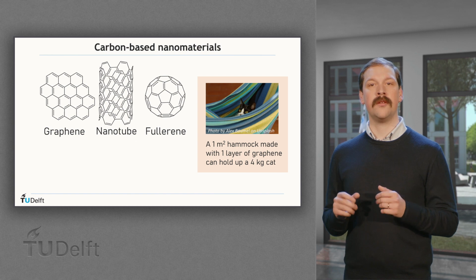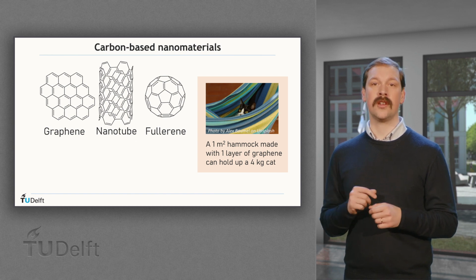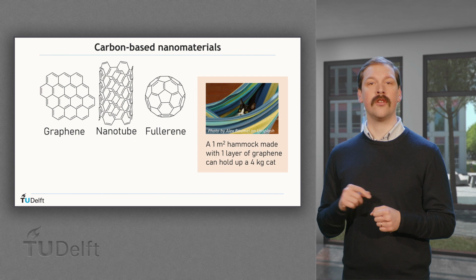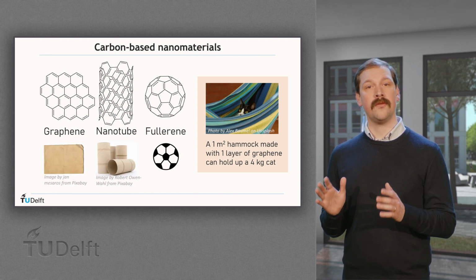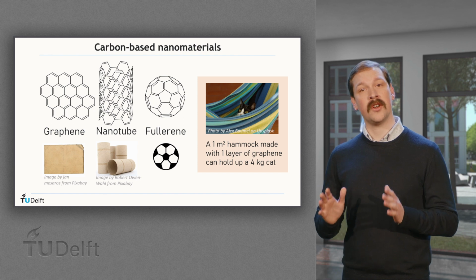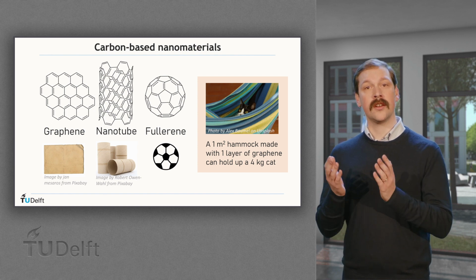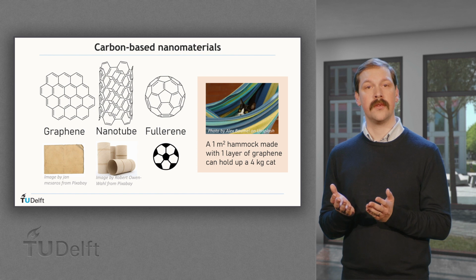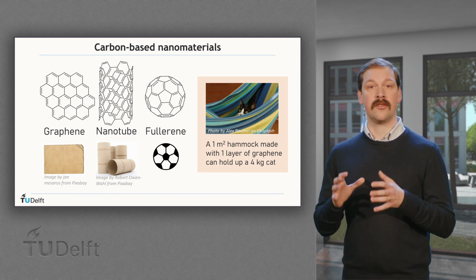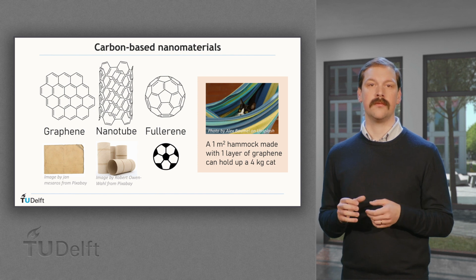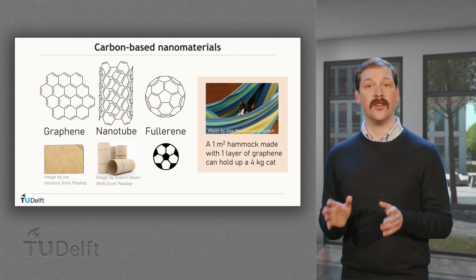A 1 square meter hammock made with a single atomic layer of graphene can hold up a 4-kilogram cat. We can think of graphene like a piece of paper. If a graphene layer is curved, it can close on itself, forming a tube. Carbon can also form spherical nanostructures that resemble a football, like fullerene. In all of these cases, note that all the carbon atoms are on the surface.